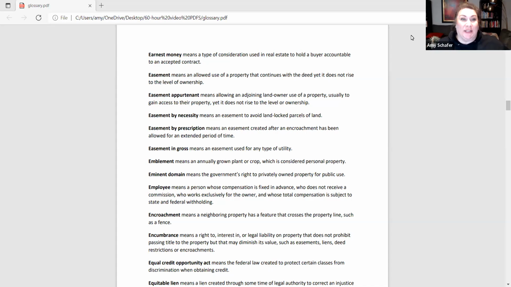Moving on with our glossary, we are going to be working on E through L in this section. And let's start off with earnest money.